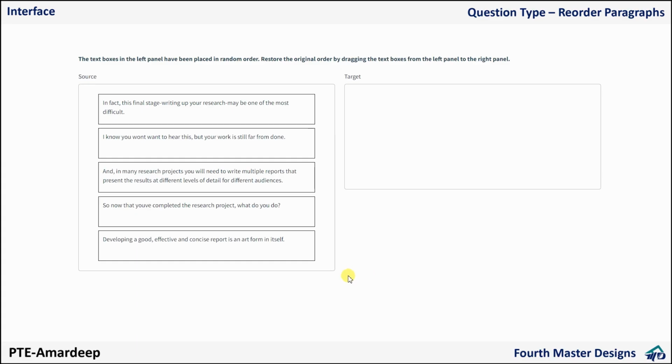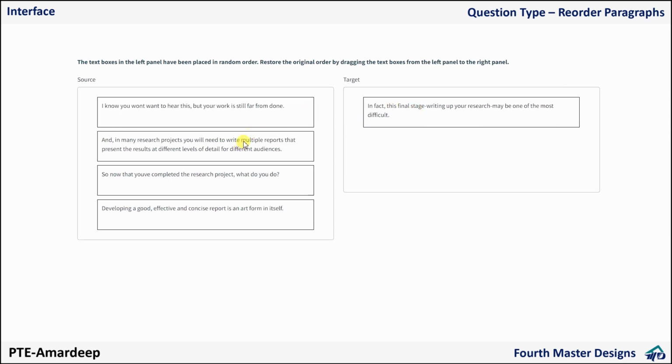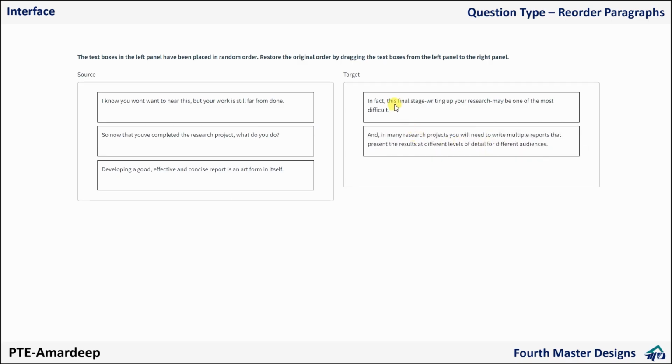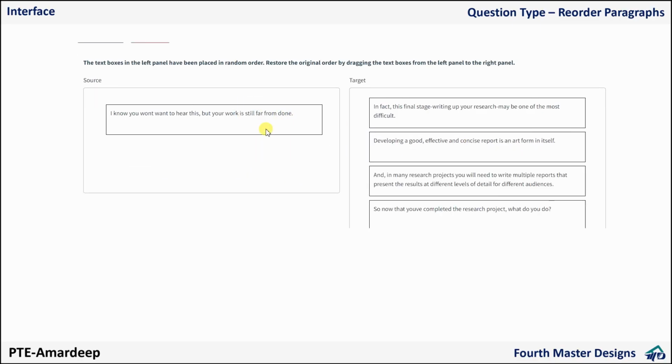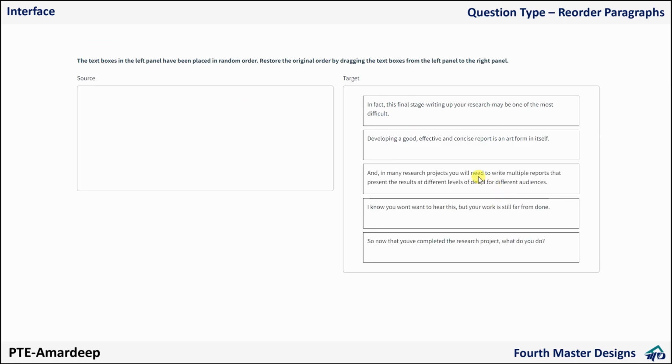So this is how you are going to get this question. You are going to get paragraphs on the left side and you have to drag these paragraphs to the right. The sequence of these paragraphs should be correct. If you feel like this is the first one, keep it here. If you feel like this is the second one, keep it here. Likewise, you have to arrange all the paragraphs in the correct order. This is your reorder paragraph question type.